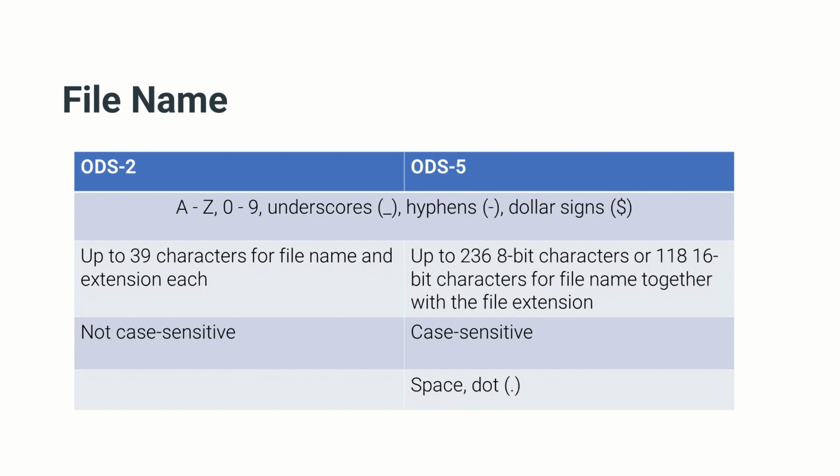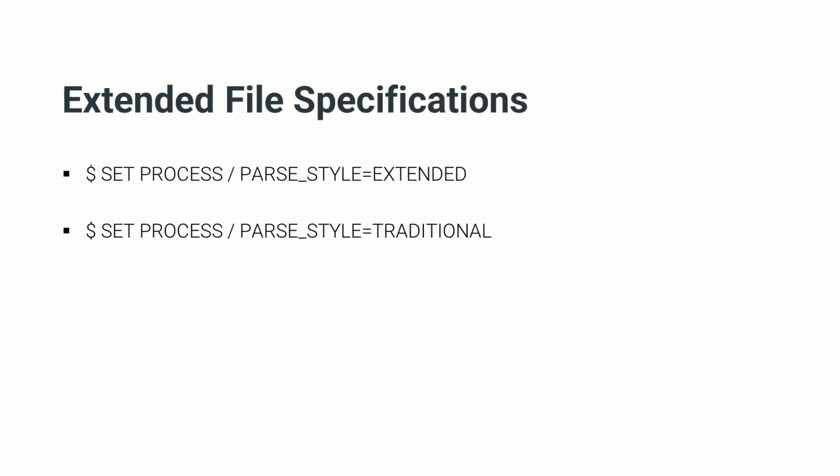When interacting with other systems, such as Linux and Windows, it is useful to know how to deal with extended file specifications. To enable parsing of extended file names, you need to run set process /parse_style = extended. After that, if you are on an ODS5 disk, you will be able to create files with ODS5 style names. If you are on an ODS2 disk, however, you will get an error. To disable parsing of extended file names, use set process /parse_style = traditional.